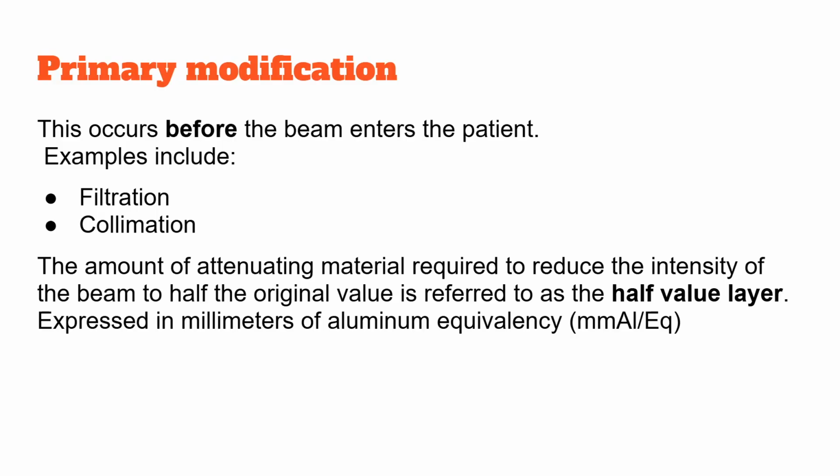The amount of attenuating material required to reduce the intensity of the beam to half the original value is going to be referred to as the half value layer. The half value layer is expressed in millimeters of aluminum equivalency. Aluminum is the most common filtration that gets used, so that's why it earned its spot here. And right here is the breakdown of how that looks.